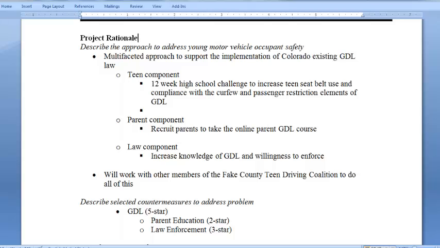So our multifaceted approach is going to have 3 different components: a teen component, and I just based this on what we have done in the past, which is a 12-week high school challenge with all of the high schools in Fayette County to increase teen seatbelt use and compliance with the curfew and passenger restriction elements of GDL. That way we're really supporting the implementation of the law that is already around. Okay, I think that makes sense.